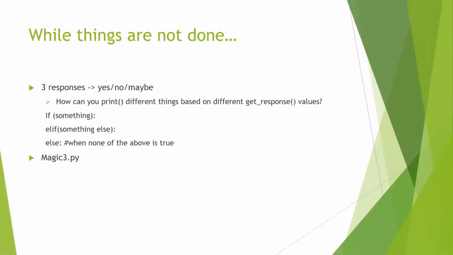So we have 3 responses, yes, no, or maybe. And how could you print different things based on different get response values? We're going to use a more complex if-else statement this time. So instead of last time, we only have to care about the if statement and not worrying about anything else. This time, we actually have to care about at least 2 statements. So at least we want to check if the get response returns a yes or no. All right.